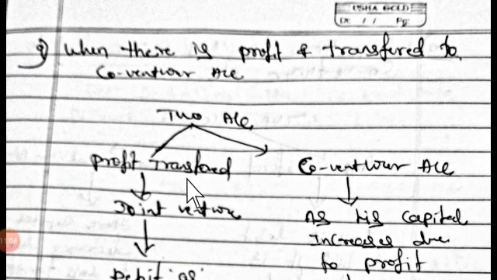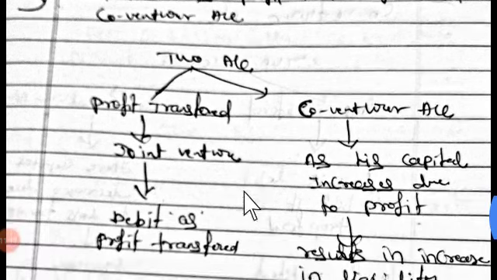Whenever we have a profit, what should we do with it? That profit cannot be retained with the joint venture. That profit should be transferred to the co-venturer account. So here two accounts will arise: the profit, and the co-venturer account.